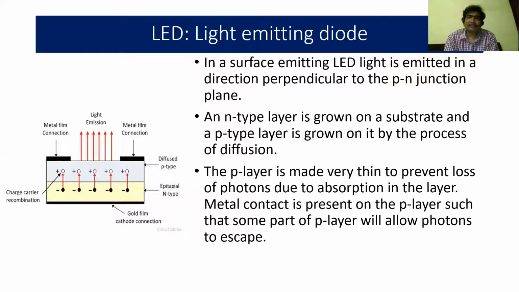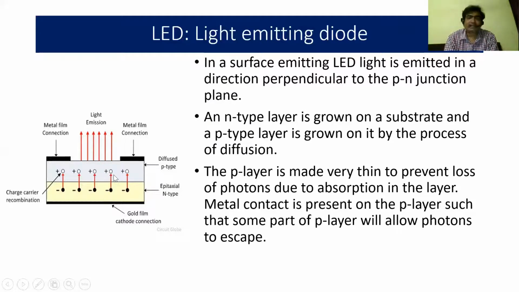In a surface emitting LED, light is emitted in the direction perpendicular to the PN junction plane. Here you can see light emitting in a direction perpendicular to the PN junction plane. An n-type layer is grown on a substrate. Here it is the substrate. On this substrate, an n-type layer is grown, and on that a p-type layer is grown by the process of diffusion. The p layer is made very thin to prevent loss of photons due to absorption in this layer.